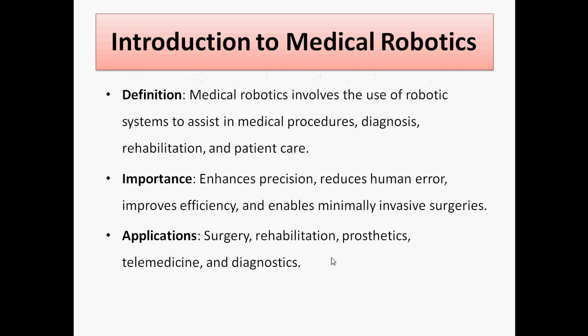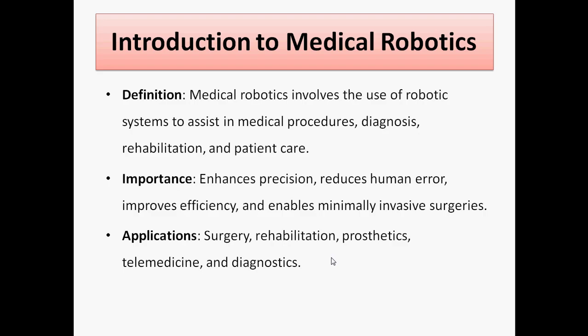So medical robotics involves the use of robotic systems to assist medical procedures, diagnosis, rehabilitation, and patient care. So these are the activities involved in medical robotics. The importance of medical robotics is that it enhances precision, reduces human errors, improves efficiency, and enables minimally invasive surgery. So minimal scars are possible because of robotic surgery. So these are the advantages of medical robotics.